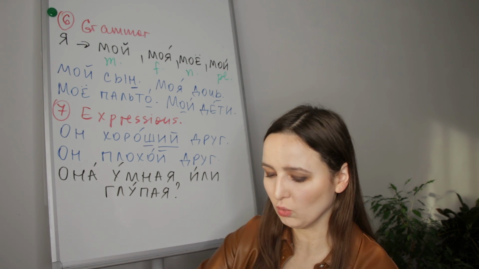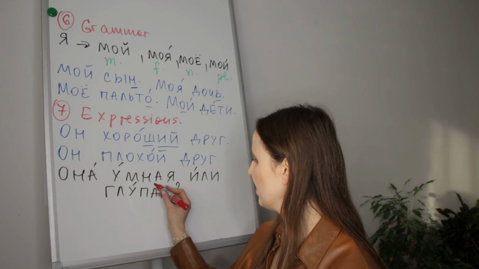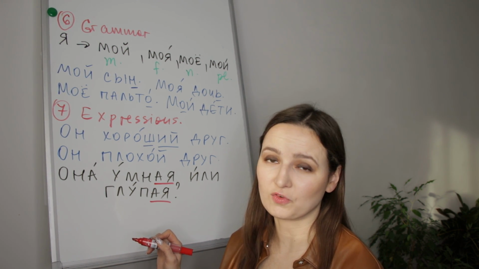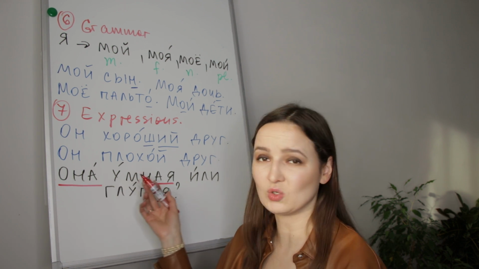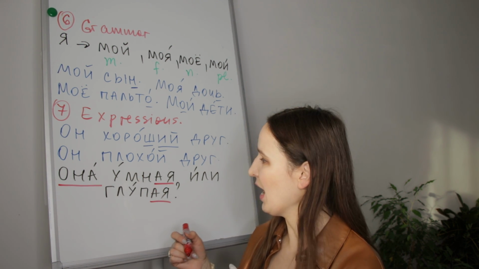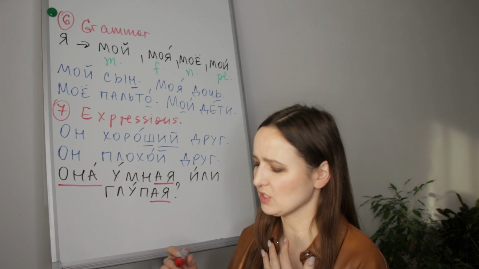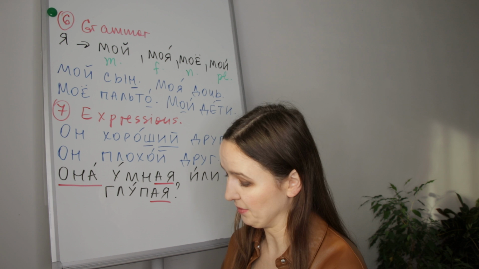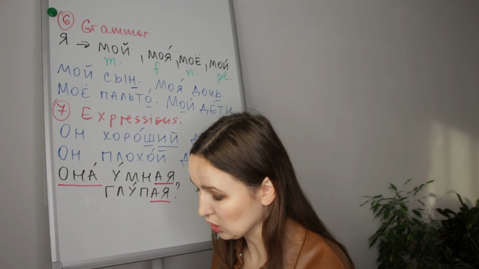With the adjectives, it's very easy here. Ая and ая are endings for feminine. And we have feminine here because it's она. We're talking about her. Она умная или глупая? Is she smart or is she stupid? Очень хорошо.